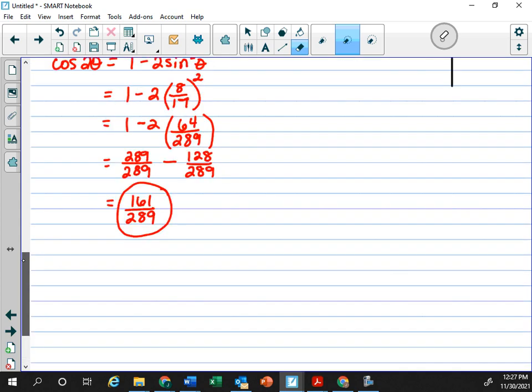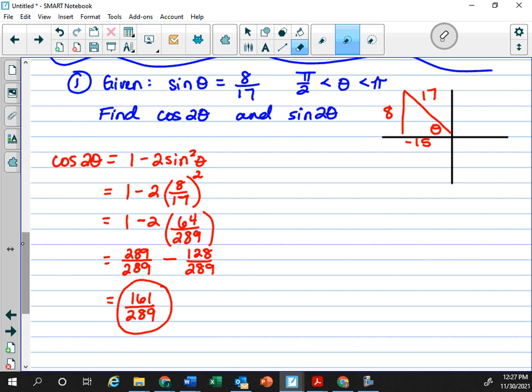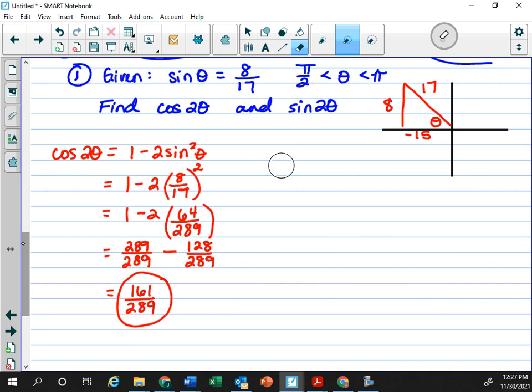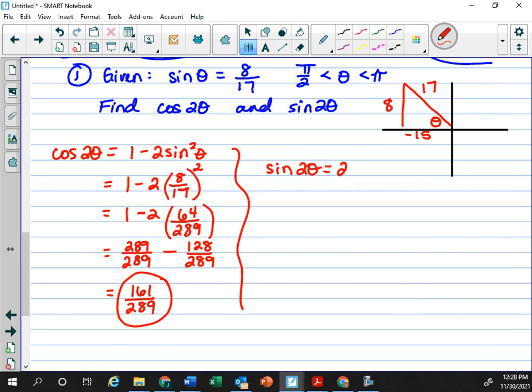All right, and then let's do the sine of 2 theta. The sine formula is just simpler. So sine of 2 theta. What did that equal? 2 sine theta cosine theta. All right, so we're going to have 2 times, what's the sine of theta? Okay, and what's the cosine of theta? All right, so multiplying, I'd probably rather do the 2 times 15 first and then times 8. So then you just have negative 30 times 8. So what do we get? Yep. 289. Okay.